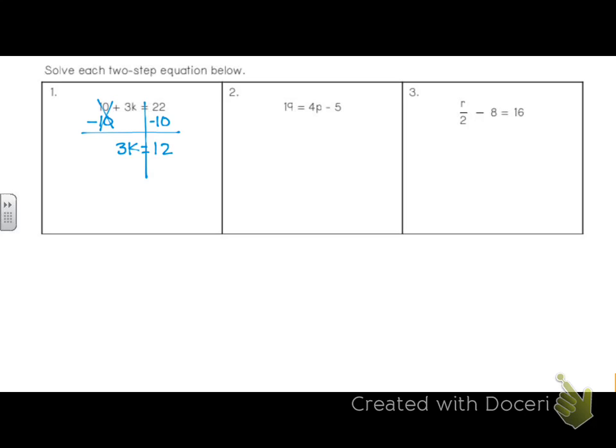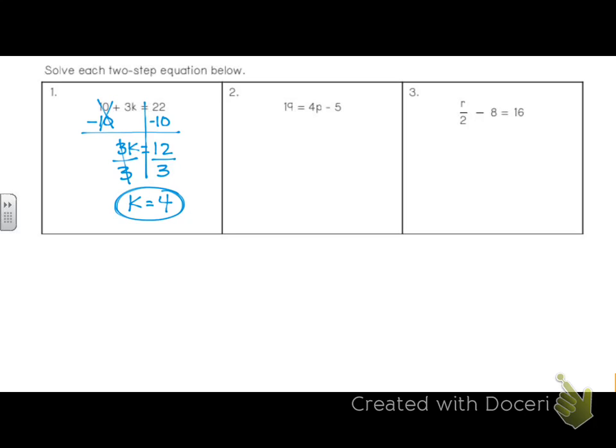So here we go. I still don't have my variable k isolated, so I need to get rid of the 3 that's being multiplied to the k, so I'm going to divide both sides by 3. And this is step 2. So that leaves me with k equals 4.